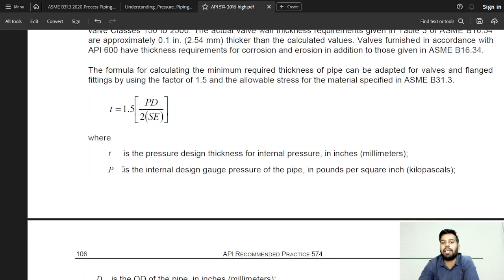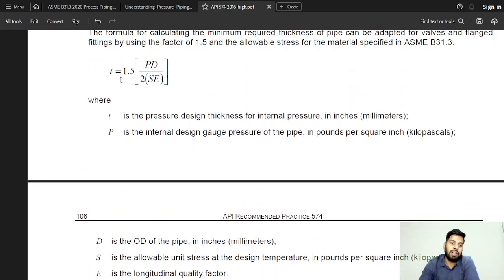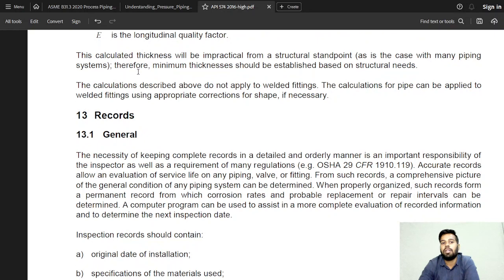The formula for calculating the minimum required thickness for a pipe can be adapted for valves and flanges by using a factor of 1.5. So whatever thickness is given in ASME B31.3 for pipe, multiply that by 1.5 and that would be the thickness for the valves and fittings. So the same Barlow formula is used, but 1.5 is multiplied to it. This calculated thickness will be impracticable from a structural standpoint. Therefore, the minimum thickness should be established based on the structural needs.